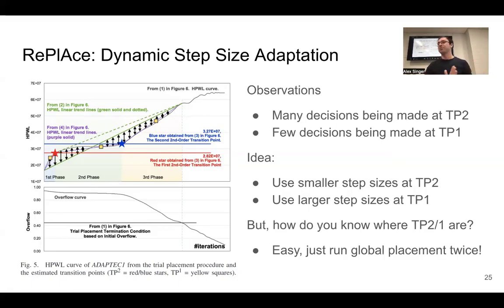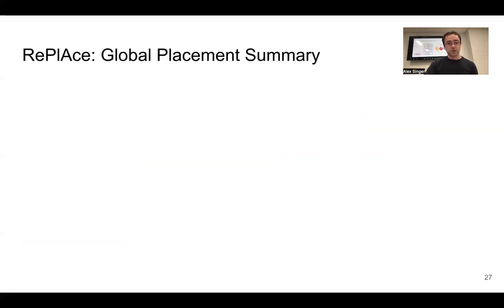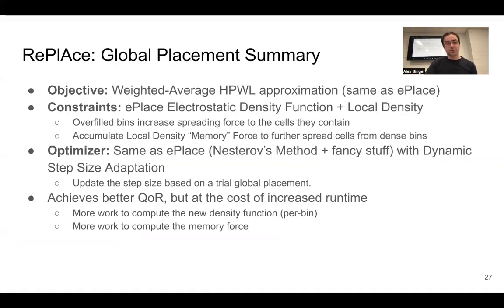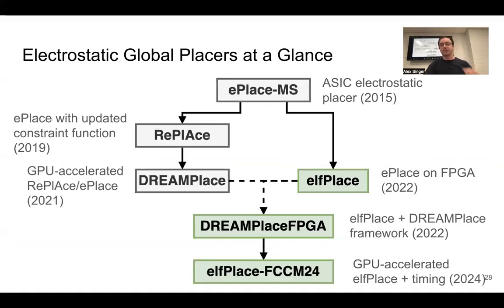I know I had to rush through that, but I wanted to just give a brief summary of what we talked about last week. So in this week's presentation, what I want to talk about is our last ASIC placer for what I'm going to be talking about for these talks, which is DREAMPlace. What it does is it takes the ePlace problem and accelerates it on a GPU, but doing so in a way that is very interesting.